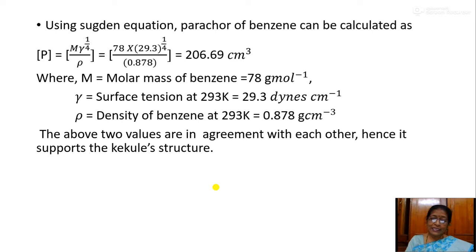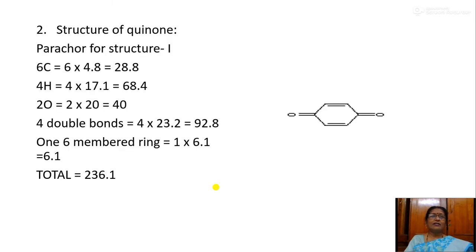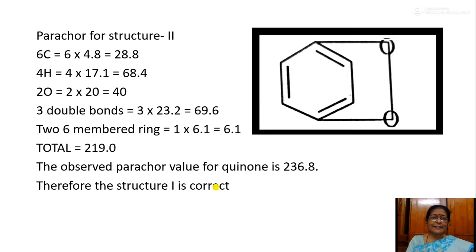Now we'll come to the next structure, the structure of quinone. We can write the structure of quinone as shown in the diagram. This is the parachor for structure 1. I am showing this structure. That is, it is also containing 6 carbon atoms and 4 hydrogen atoms, 2 oxygen atoms, 4 double bonds and 1 6-membered ring. So total value for this structure of quinone will be 236.1.